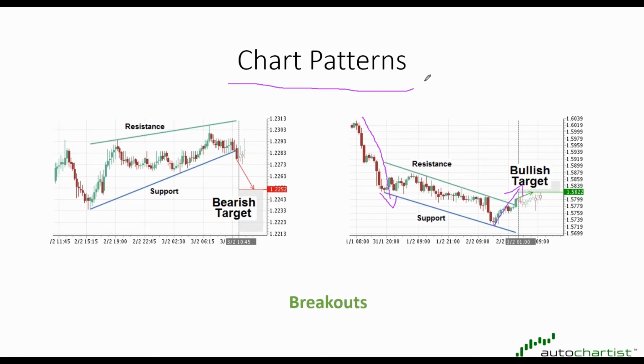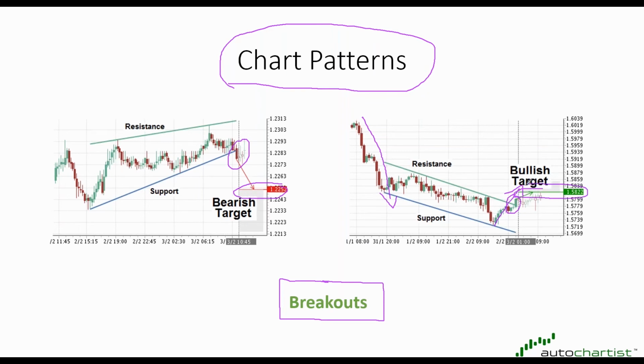So these are technical chart patterns, and as you can see by these two little endpoints, these are what we call breakout chart patterns, right? And with breakout chart patterns, the most important thing about them is that we provide a target level where we think the price is going.